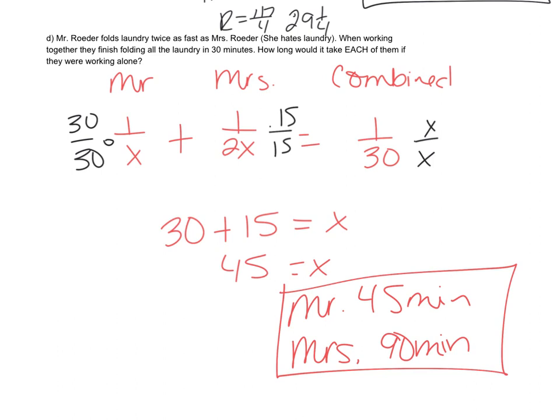One thing on the homework, you have to read it carefully to see exactly what they're wanting. Sometimes it says how much more or how many more minutes did it take for one. So it would be like Mrs. Roeder took 45 more minutes than Mr. Roeder. So you really just kind of have to read, and in that case you would just subtract, of course.